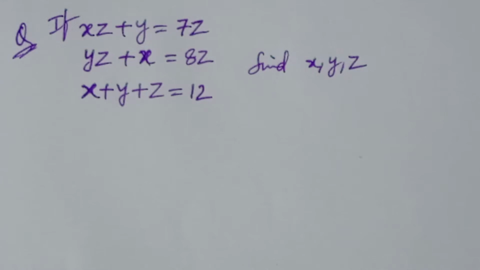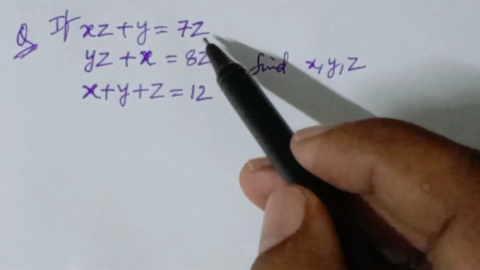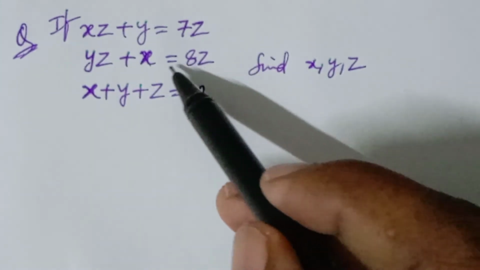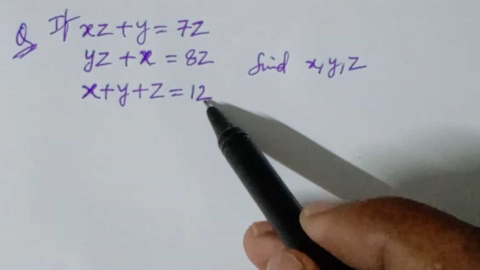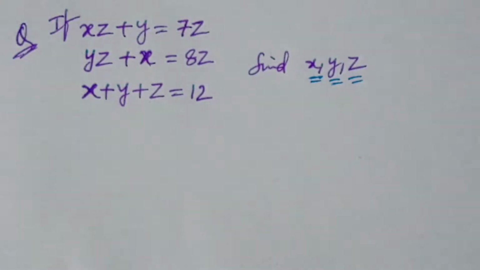Welcome to AyaansEasyMath Olympiad. The problem is: given xz plus y is equal to 7z, yz plus x is equal to 8z, and x plus y plus z is equal to 12, find the values of x, y and z.